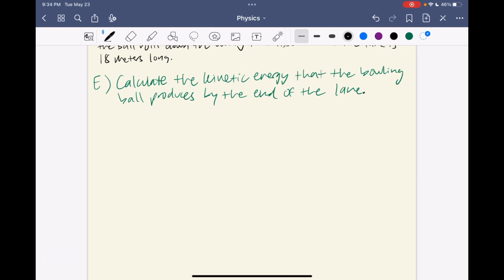So part E asks to calculate the kinetic energy that the bowling ball produces by the end of the lane. So the kinetic energy formula is KE equals 1/2 mv squared. We want to find the velocity of the bowling ball by the end of the lane. So what we can do is use the kinematic equation, which is Vf squared minus Vi squared equals 2a delta x. Given previous calculations, we know that the acceleration of the bowling ball is 0.133. So we can just plug that in.